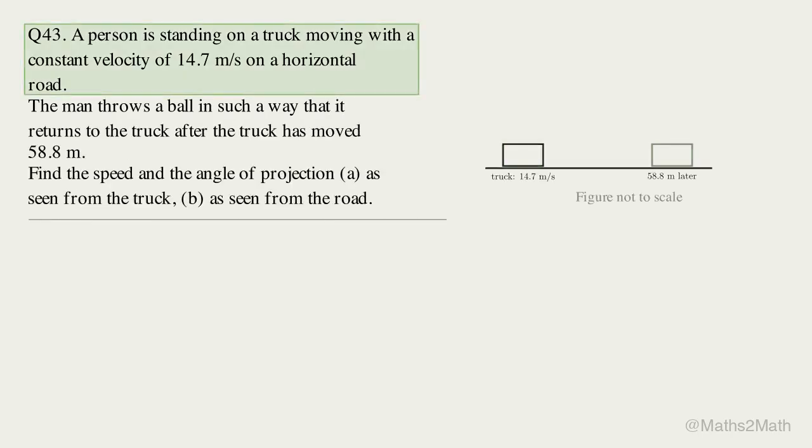Question 43. A truck moves at a constant 14.7 meters per second. A man on it throws a ball that returns to the truck after it has moved 58.8 meters. Find the speed and angle of the throw, as seen from the truck and as seen from the road. What does this mean? Returning to the truck means the throw was straight up in the truck's frame. The road adds the truck's velocity.